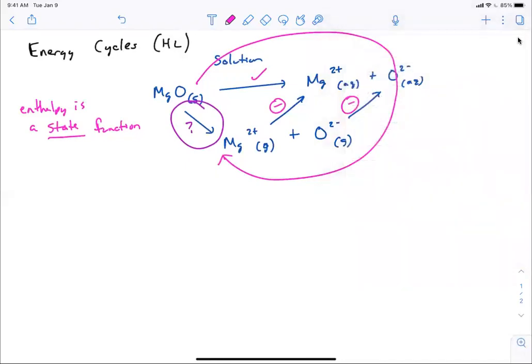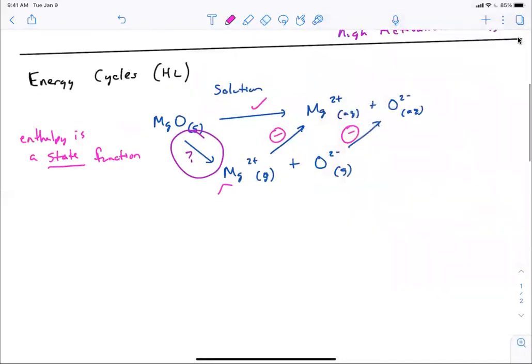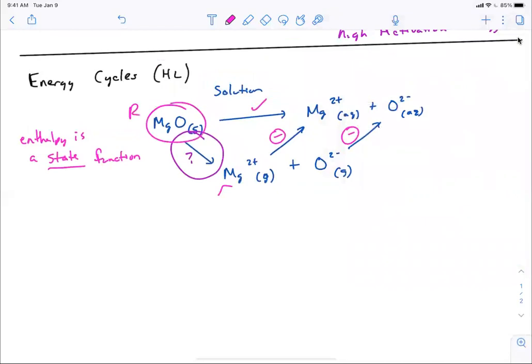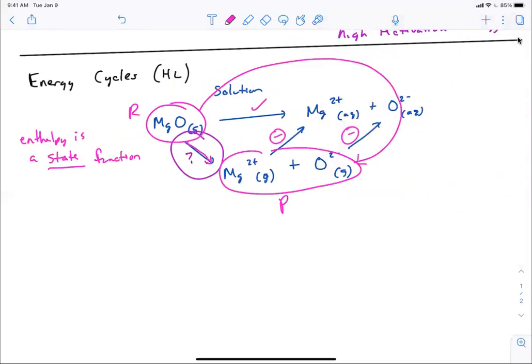So the idea is that this is my reactants and these are my products, right? So this purple arrow right here is one pathway to get there. The other pathway is this. So just make all your arrows match that big arrow and just add them all together and it'll work every time.